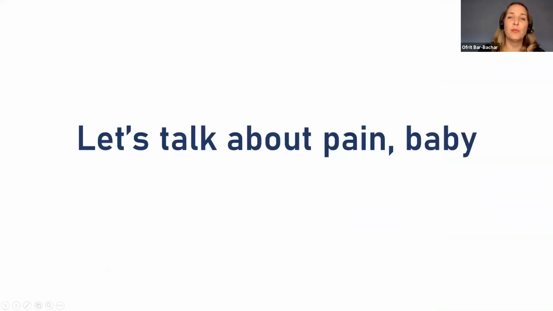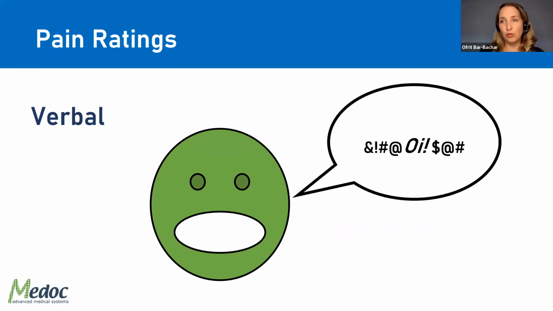When we talk about pain processing, we need to talk about pain ratings. And we have different methods that we can use for pain ratings. For instance, we can use a verbal method. We can ask the patient, how much does it hurt from 0 to 100 or from 0 to 10, and the patient will rate it on the numerical rating scale.